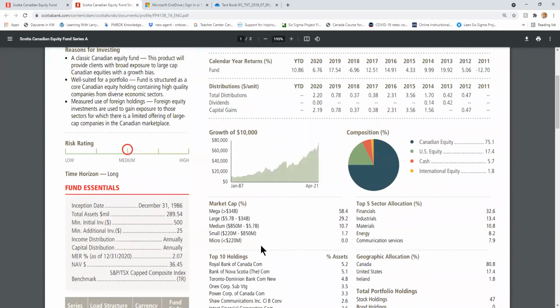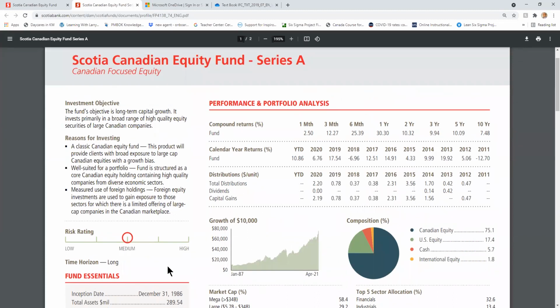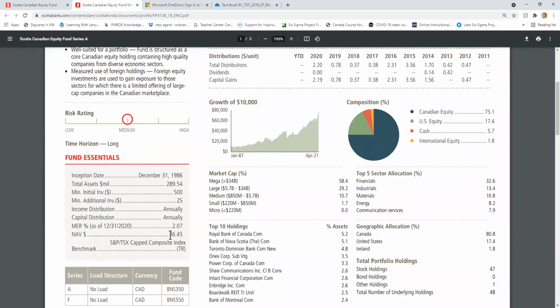I have a quick question. Yes. The NAV, like when you're buying the stock, the price.